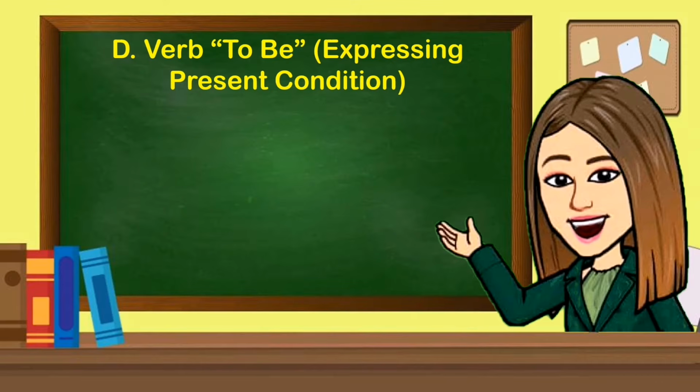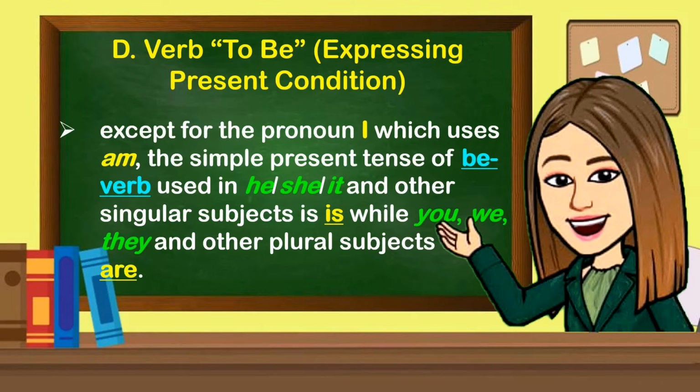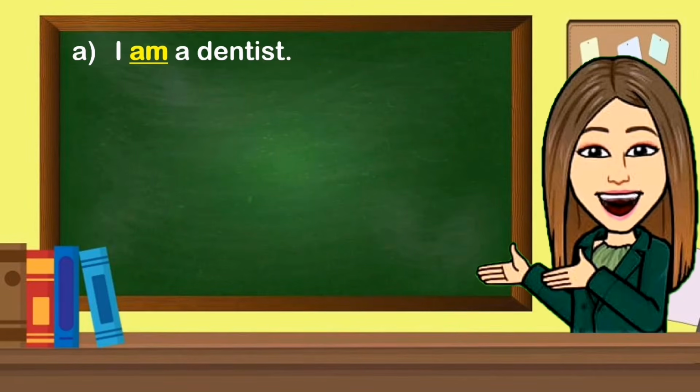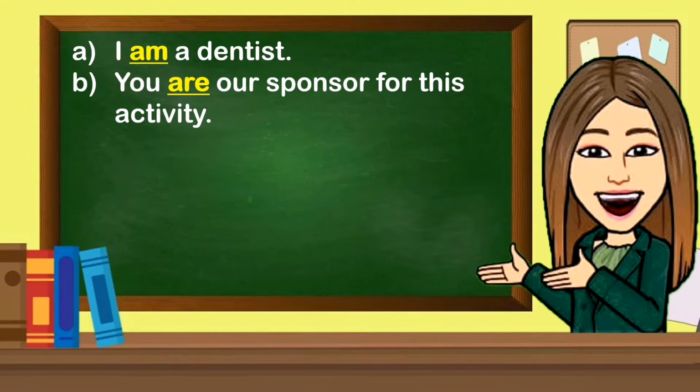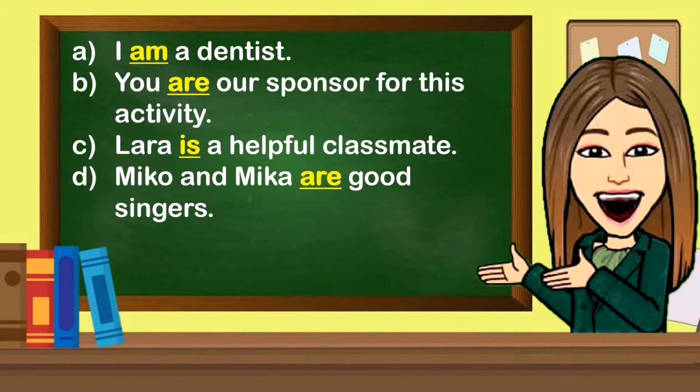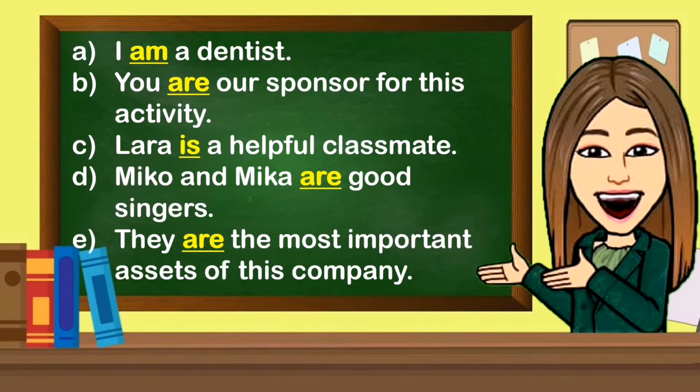Verb to be or expressing present condition. Except for the pronoun I, which uses am, the simple present tense of be verb used in he, she, it, and other singular subjects is is, while you, we, and they, and other plural subjects use are. Examples: I am a dentist. You are our sponsor for this activity. Lara is a helpful classmate. Miko and Mika are good singers. They are the most important assets of this company.